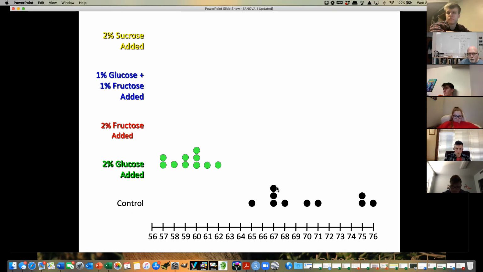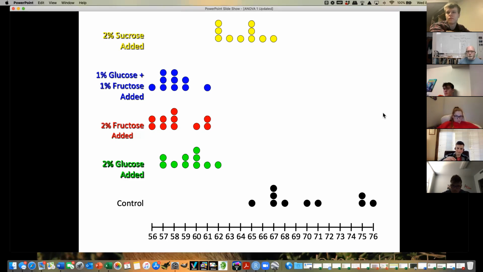We could look at the visualization for 2% glucose. We have 2 that grew 57, 1 that grew 58, 2 that grew 59, 3 that grew 60, 1 that grew 61, and 1 that grew 62. We can look at the same for the rest of these as well: the 2% fructose, 1% glucose, 1% fructose, and 2% sucrose. What are some things that jump out at you here at the beginning just by looking at these data?